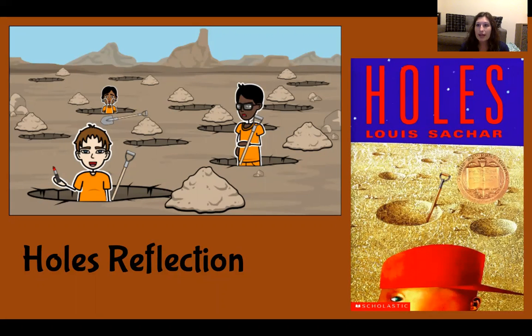The second question I have for you is in the story, at the end, the author explains that the curse, the Yelnats curse, has been broken. What does the author mean by this? What was the curse and how was it broken in the story? Pause the video to discuss.